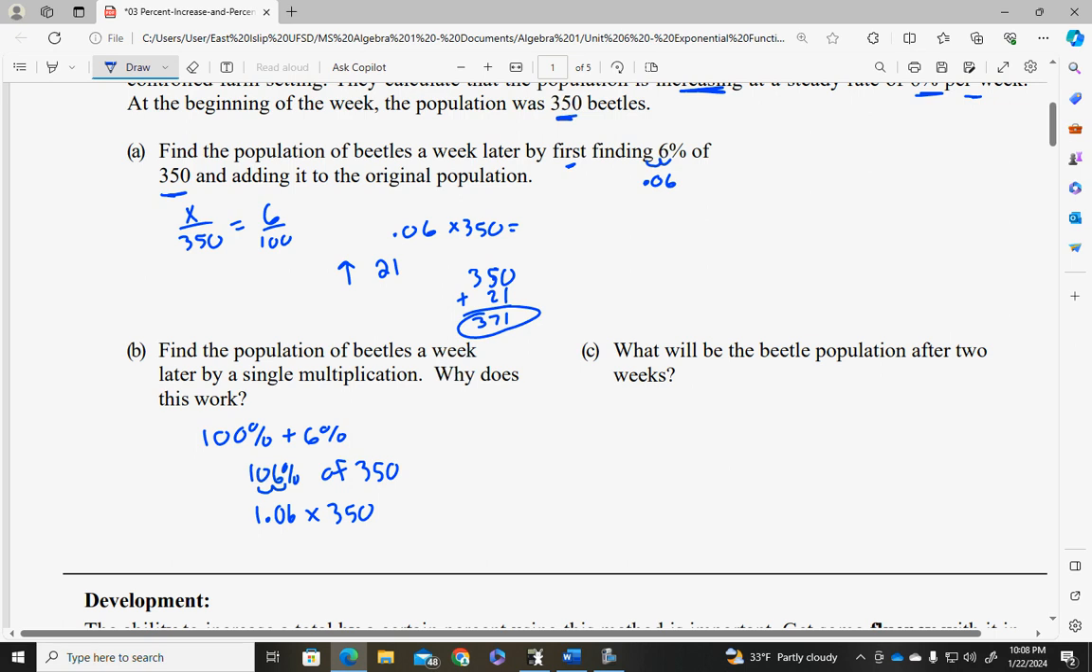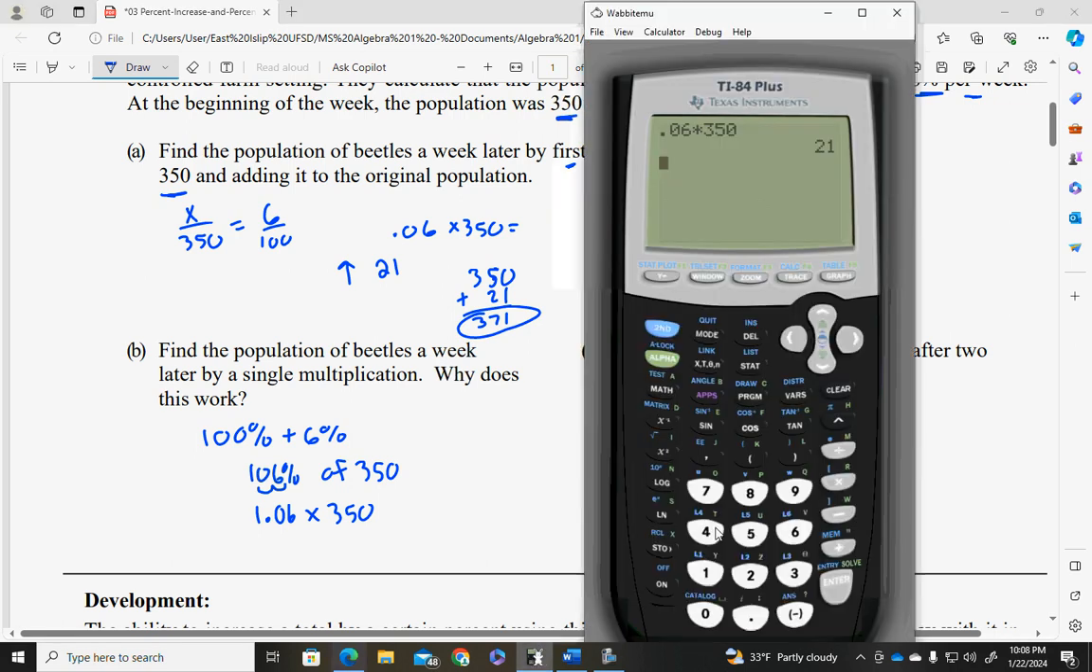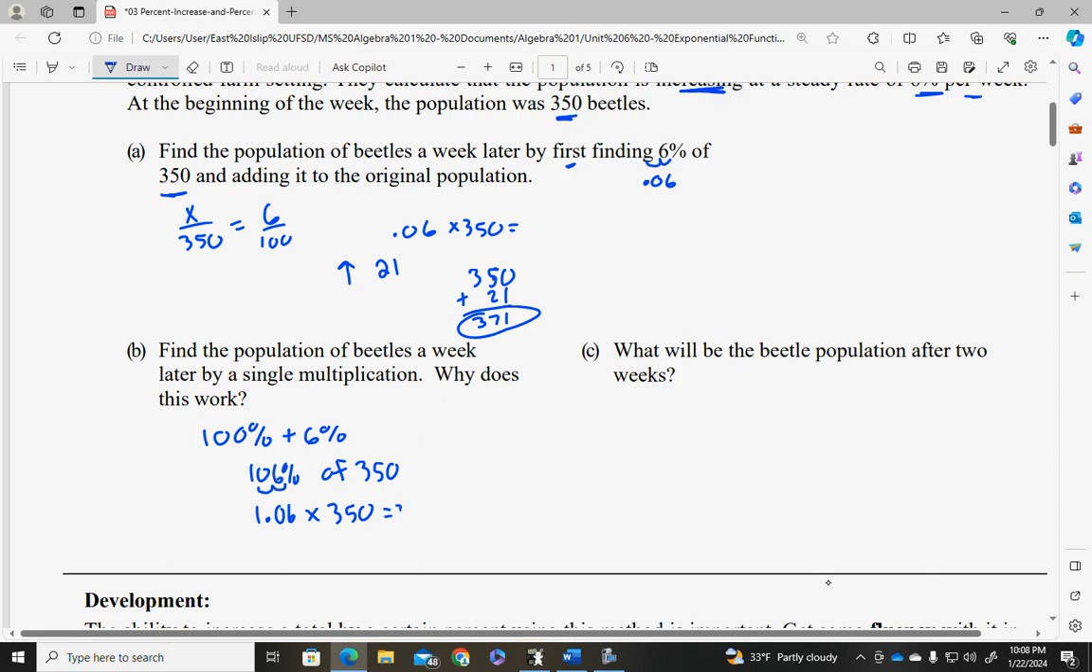So what is 1.06 times 350? Notice we get the answer straight away. The answer is 371. So it is the same answer that we did over here, but I did it in a single multiplication instead of multiplying and adding it on, like a single step, I should say.